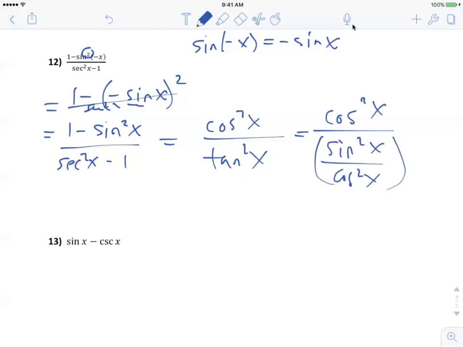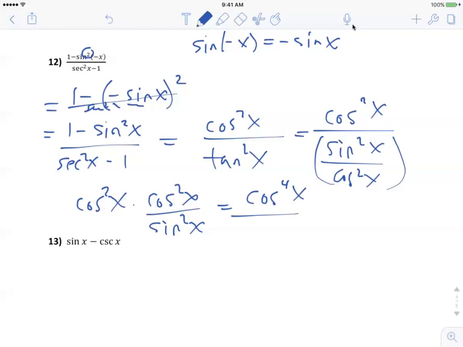Okay, now flip that. When you divide by a fraction, you multiply by the reciprocal. You know that rule from algebra? Okay, so we're gonna have cosine squared times the reciprocal, which will look like that. And then finally, all we can do is cosine times cosine, cosine to the 4th over sine squared. Okay, now we do have a quotient here.